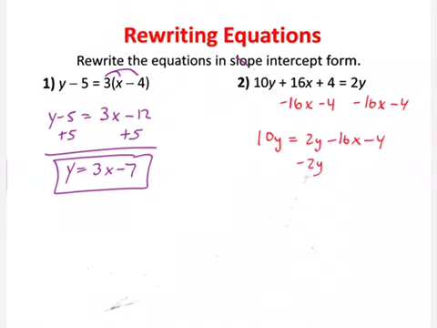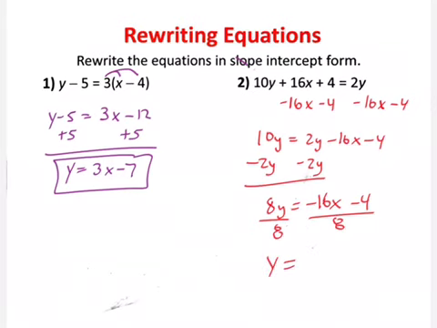I'll subtract 2y. I've got 8y equals negative 16x minus 4. And then I just need to divide by 8. And so I end up with y equals negative 2x minus 1/2.